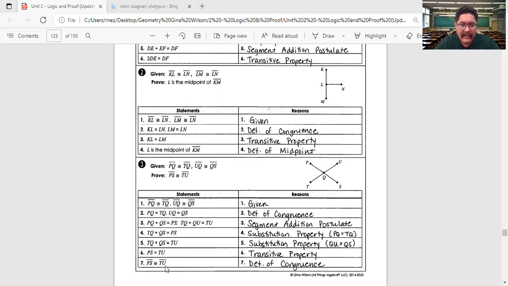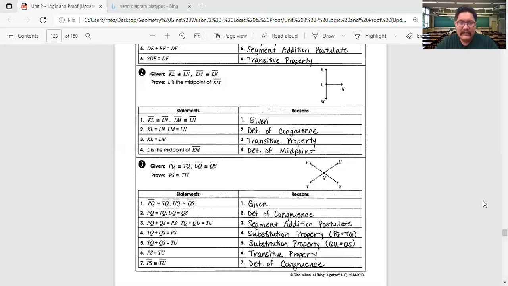Now we've got to put it back into something that looks like a geometry statement. So we put this line segment on there. So now we know that PS and TU are the same length, so we mark them as congruent. So line segment PS is congruent to line segment TU. And again, that's the definition of congruence.